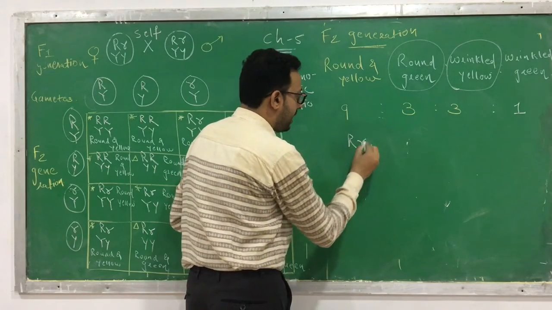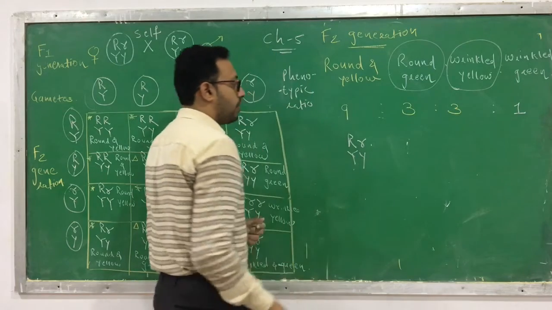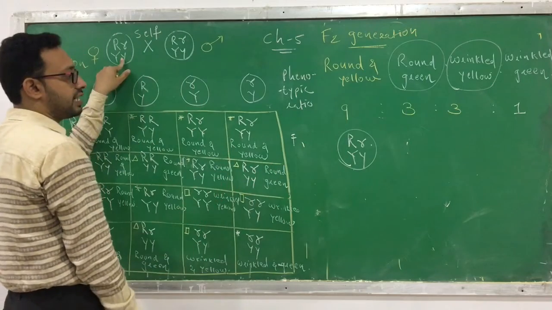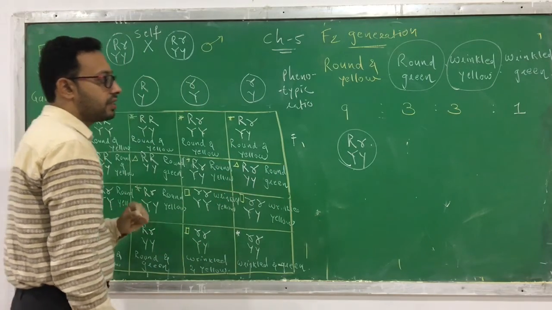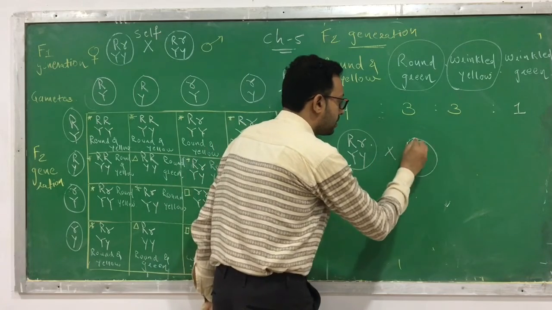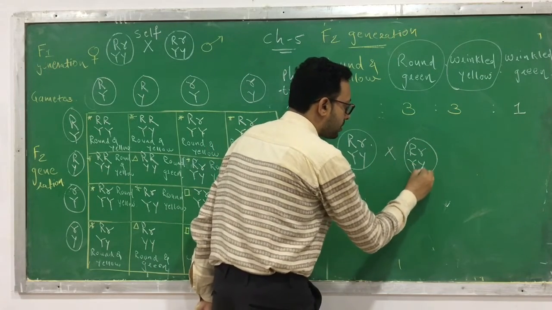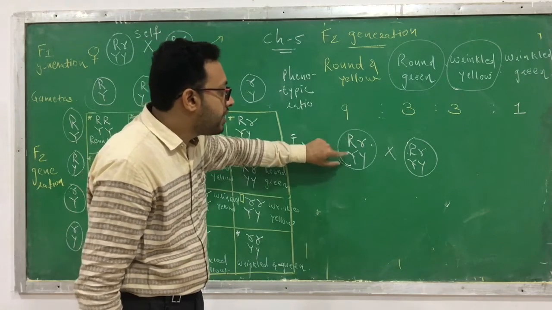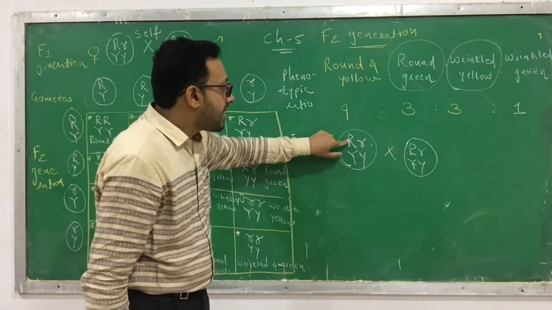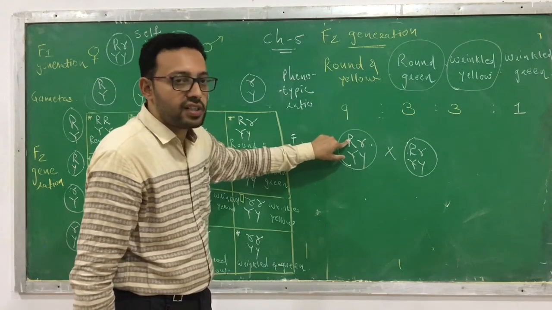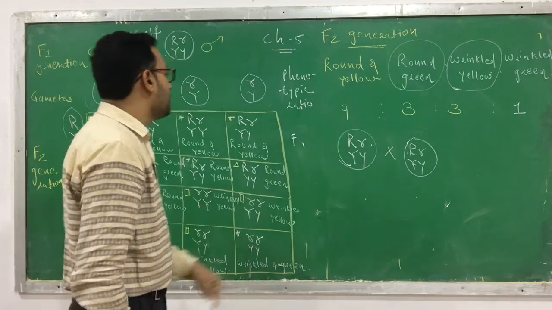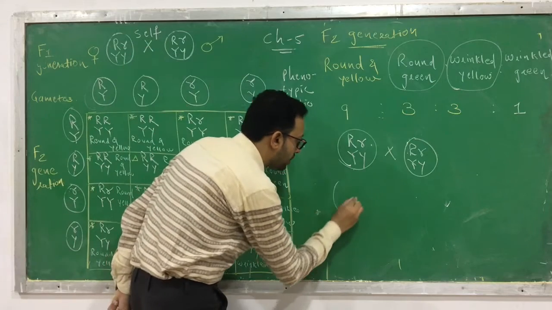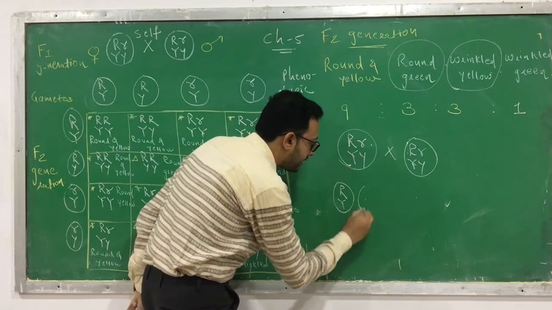Here capital R, small r, capital Y, small y. Sorry, this is the F1 generation. One of the plants in the F1 generation: capital R, small r, capital Y, small y. Now it is crossed with the same, a self cross. So what happens? The gametes in a parent usually carry round and yellow. But here the gene for round, that is capital R, also goes with a small y. Capital R also goes with a small y. That means the assortment occurs independently.